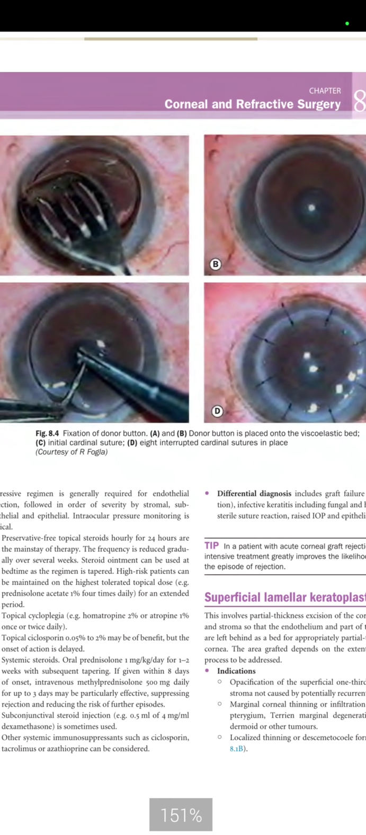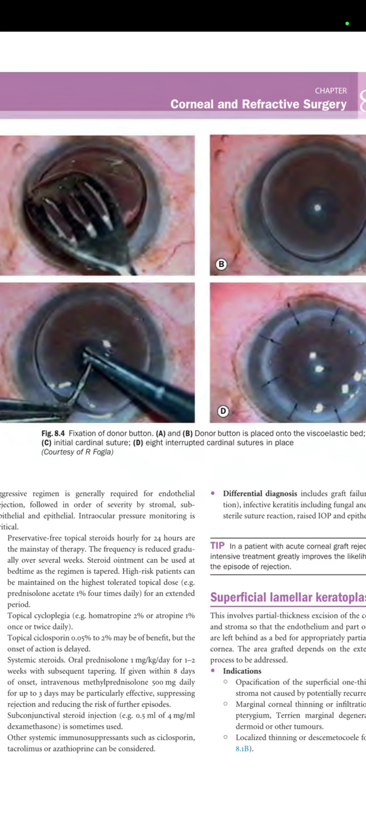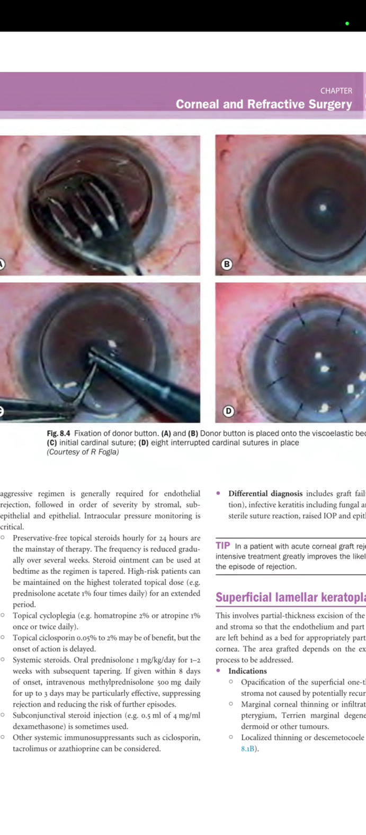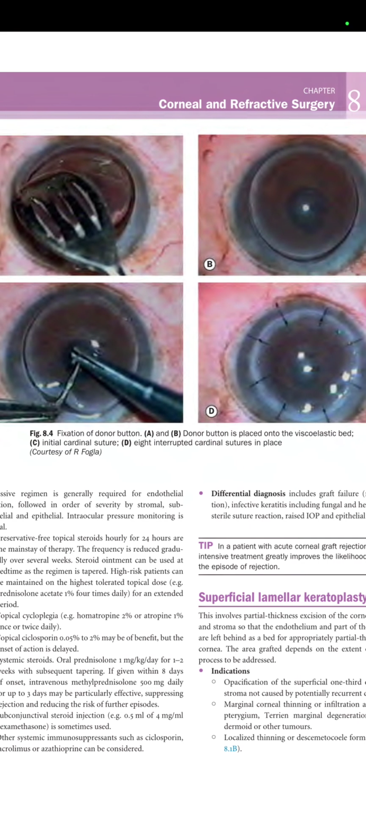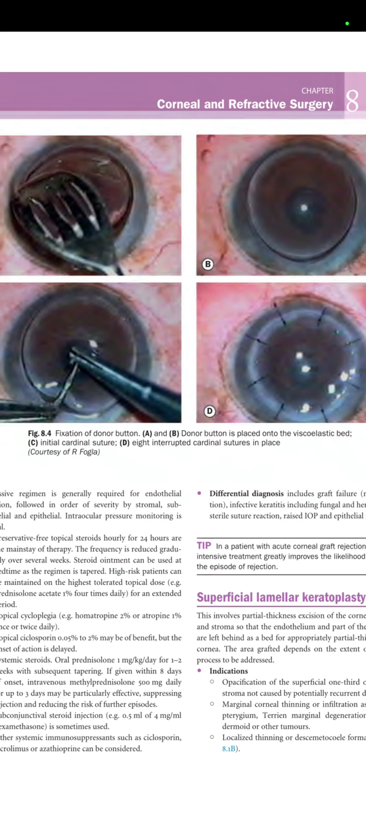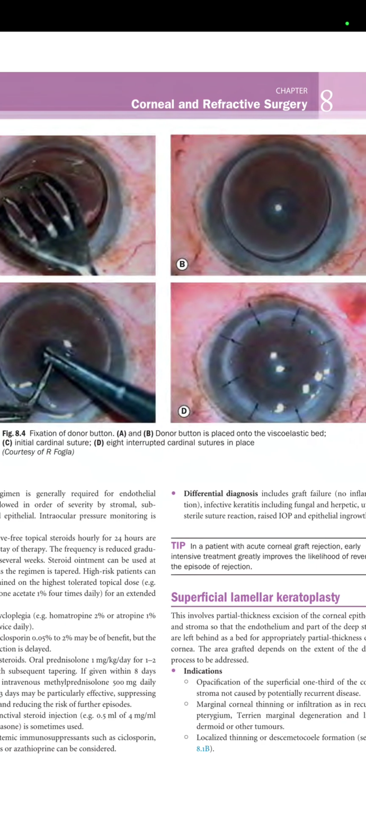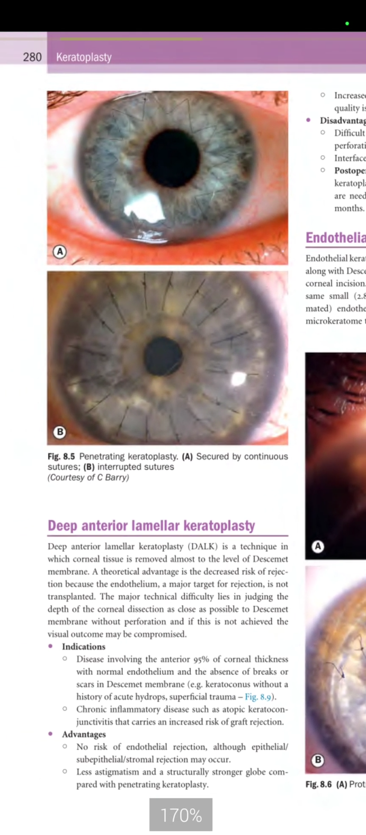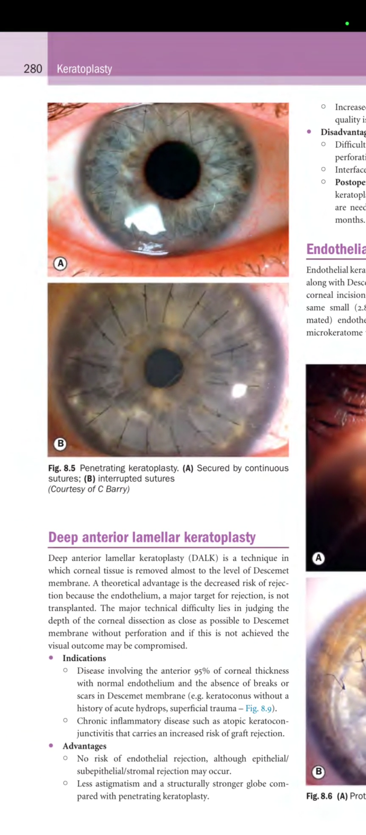Now figure 4 is showing fixation of the donor button. The donor button is put onto the host cornea. You put viscoelastic in the anterior chamber, place the donor button onto the viscoelastic bed, and start suturing. Initial cardinal sutures are placed, and D is showing the eight interrupted sutures in place. And you can see penetrating keratoplasty here: this is with continuous sutures and this is with interrupted sutures.